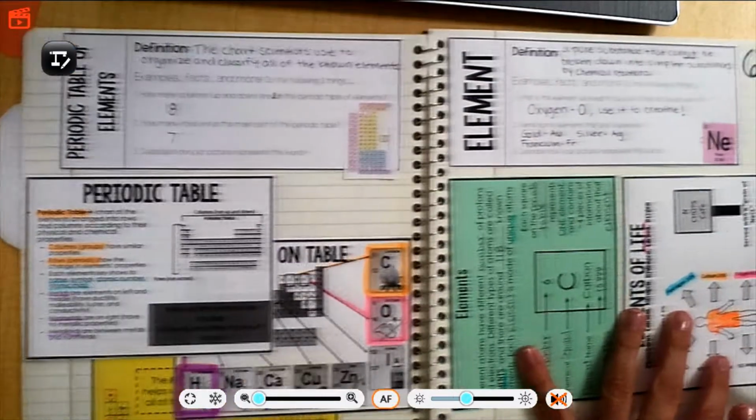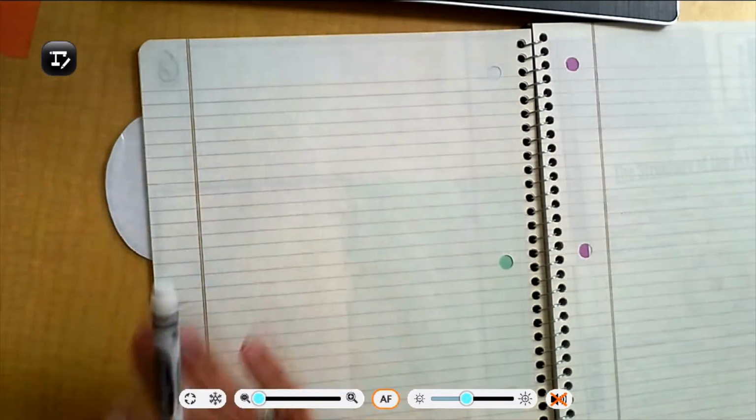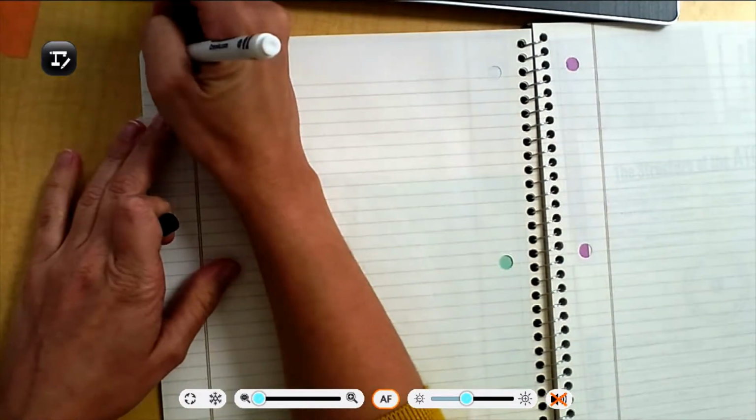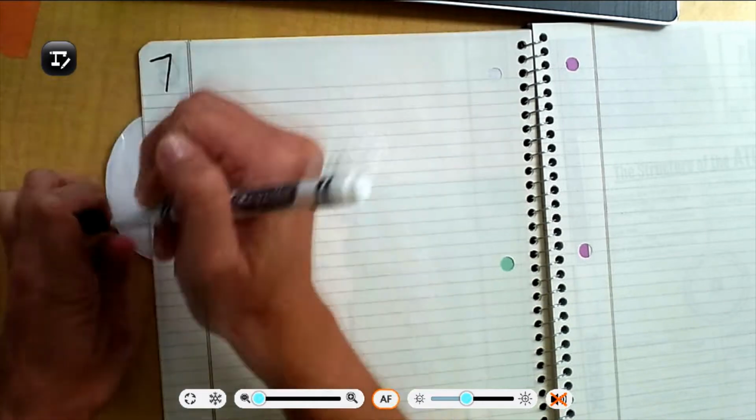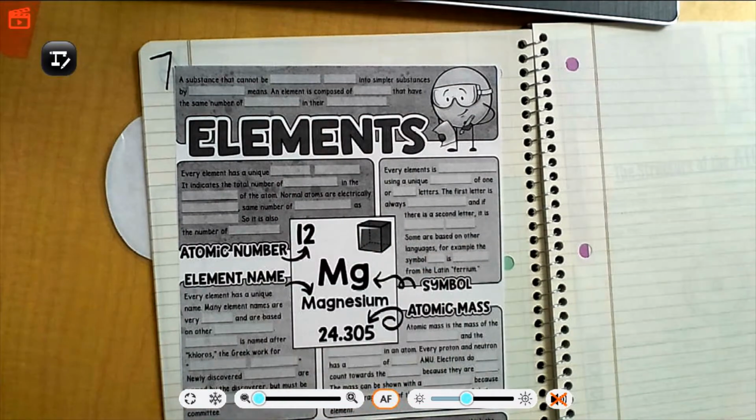Okay, so today we're going to be working on page 7. So on the back side of page 6, flip it over. Page 7. You are going to need the sheet that says elements at the top like this. So pause the video, get that cut out, and get that ready.